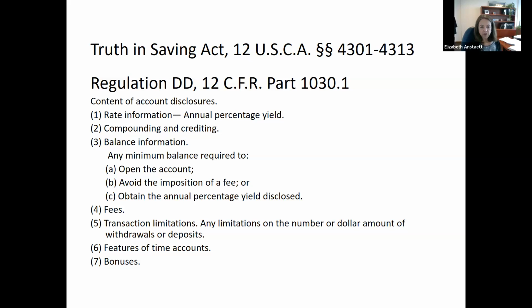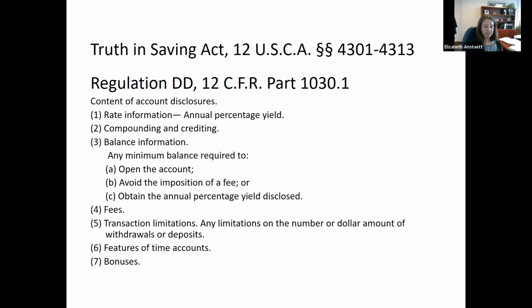Basically, the rate information, which if you're familiar with loan rates, they're called the annual percentage rate, APR. And on the savings side, it's the annual percentage yield, APY. So if you look at some advertisements, you'll see the difference, hopefully. The compounding and the crediting of interest has to be disclosed because that can make a big difference over the course of a year. Any kind of required balance information to open an account, to avoid certain fees or to get a certain interest rate. Of course, you always have to disclose fees and transaction limits. Any type of CD account has to explain that.